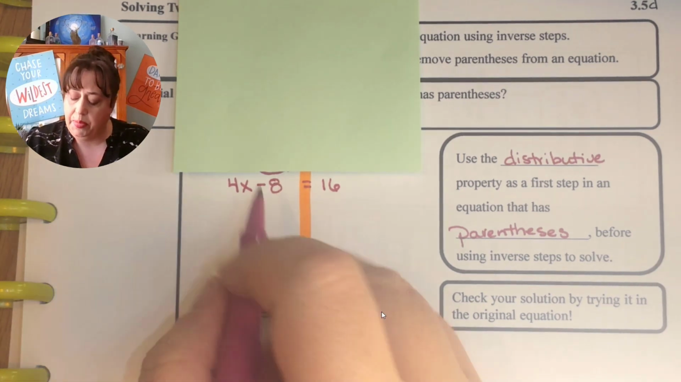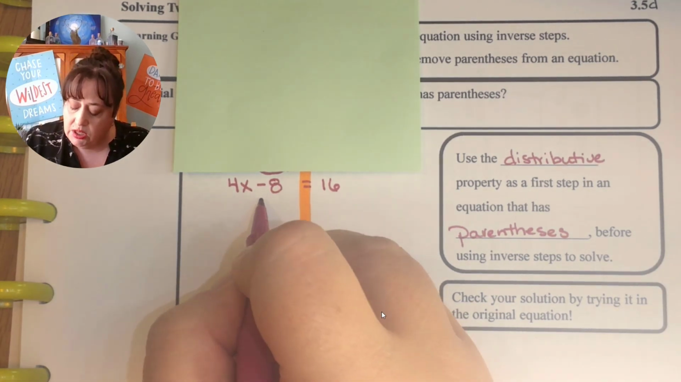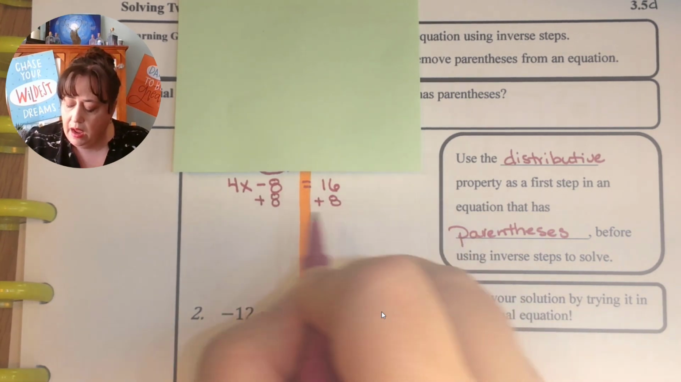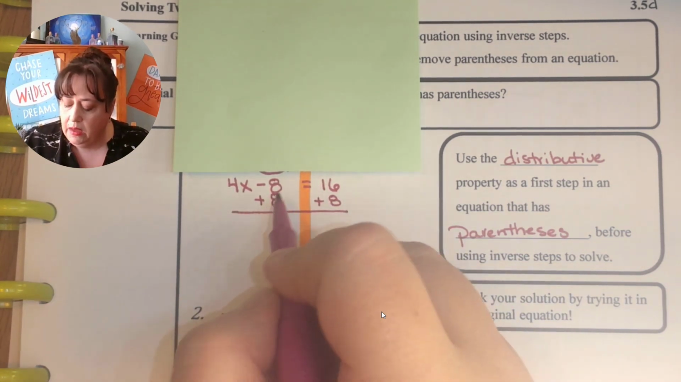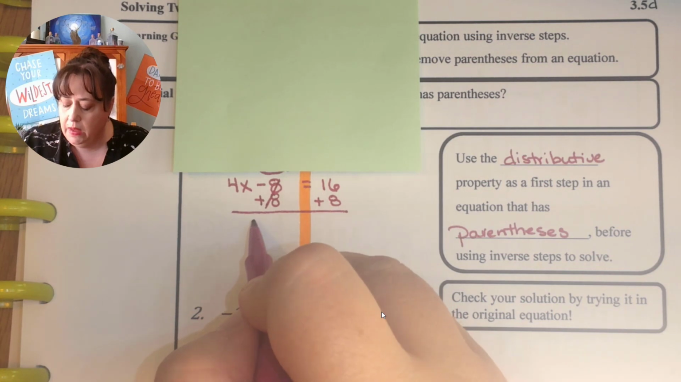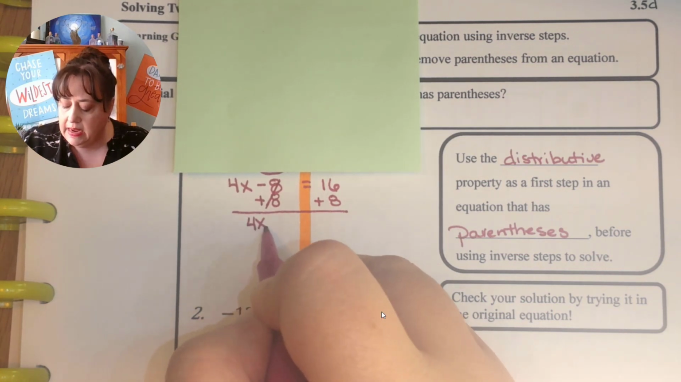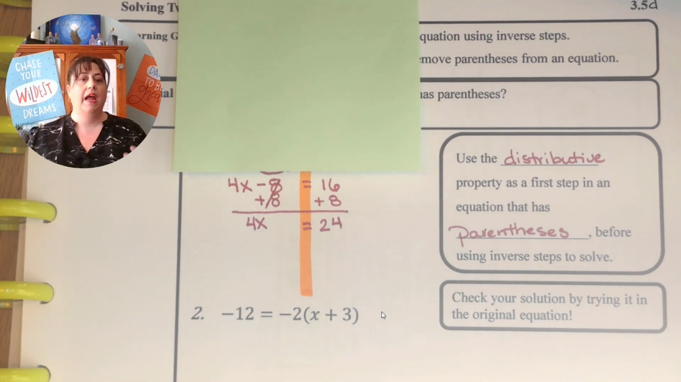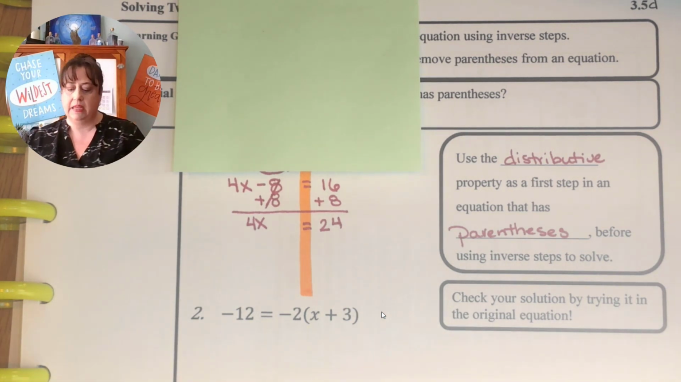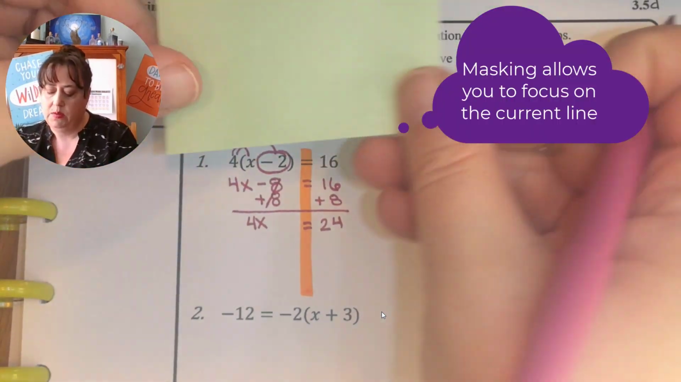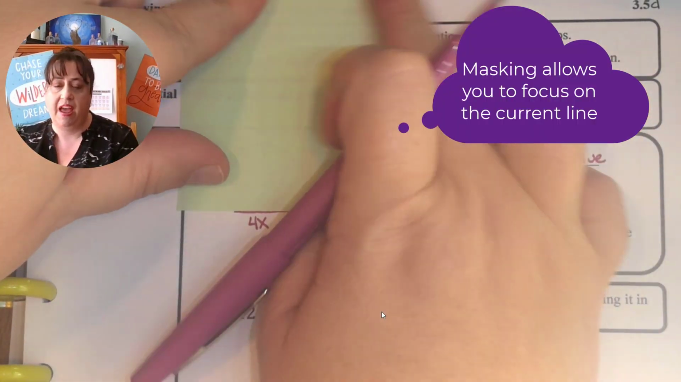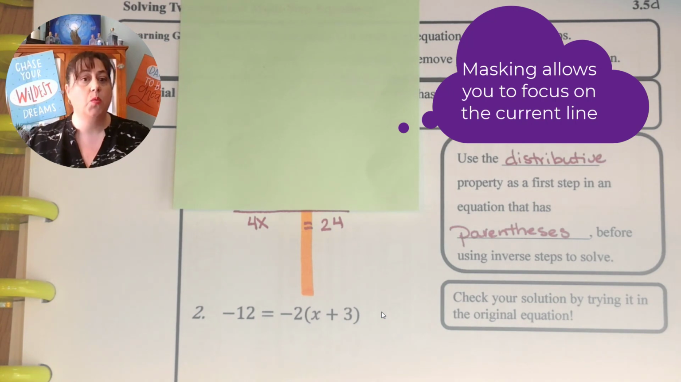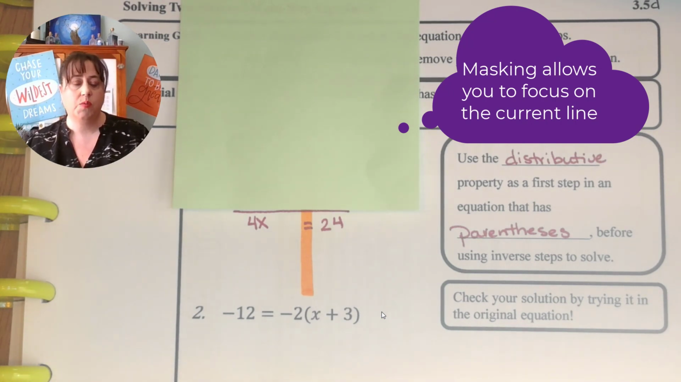And so to do that, the opposite of subtraction is addition. And what I do on one side, I have to do to the other side. So negative 8 plus 8 is 0, and I'm left with 4x is equal to 24. And again, it's kind of messy, and so I can use this idea of masking to help myself. So I can cover up what I've done, and now just focus on this one-step equation. 4x is equal to 24.